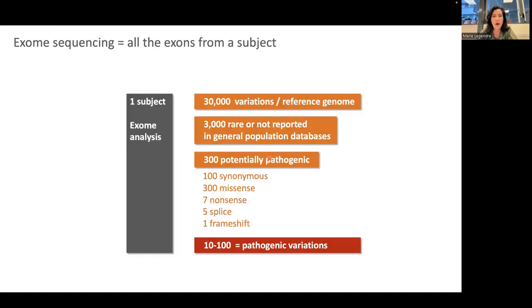For example, if I sequence my own exome, I will find 30,000 variations, benign or pathogenic. And after sorting all those variants, I'm probably a carrier for something between 10 and 100 pathogenic variations. I may not develop a disease because those variants are located in genes mainly implicated in recessive diseases, and I'm just a carrier.